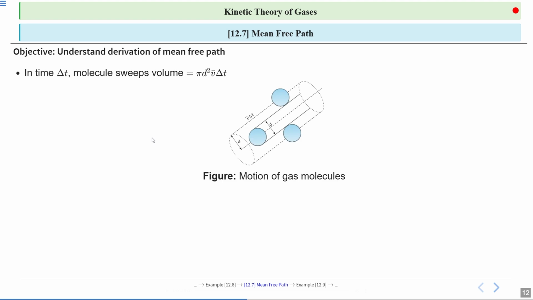So in a given time interval delta t, the molecule sweeps out a volume. This volume is represented by the formula pi d squared v bar delta t, where d is the diameter of the molecule and v bar is the average speed. Alright, this visual representation helps us understand the space a molecule covers as it moves.